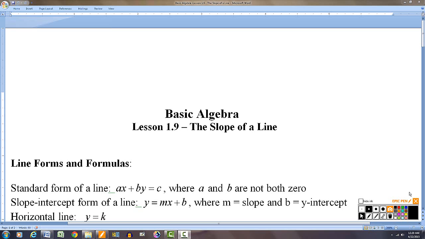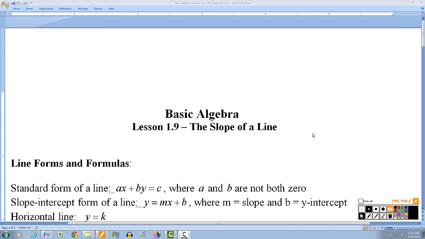Okay, this video will focus on the slope of a line. We'll look at some ways for finding the slope given the equation, and of course using the slope formula. So let's look at line forms and some formulas.